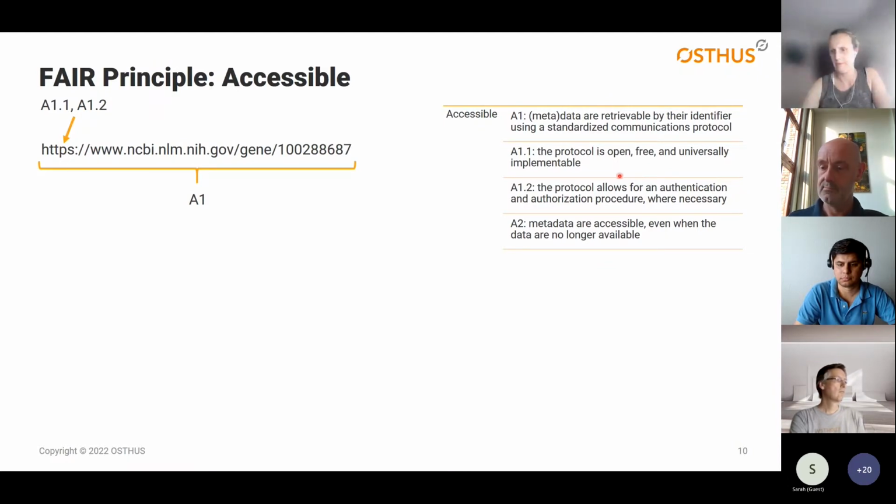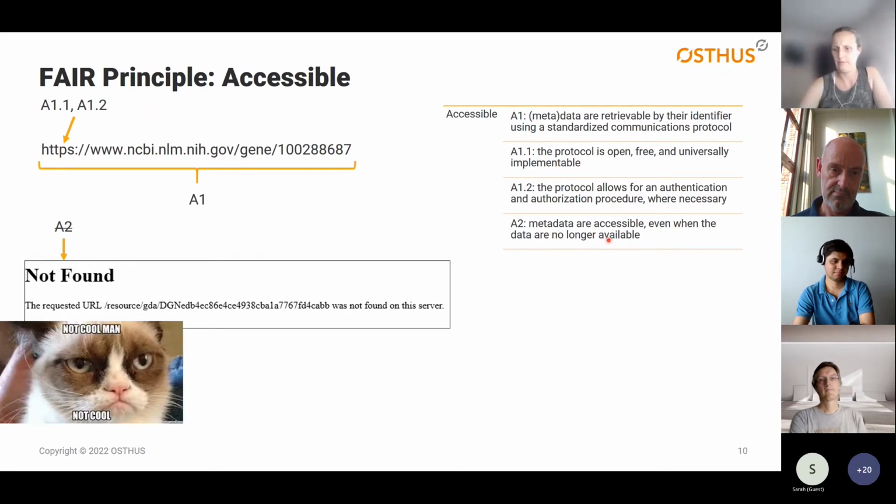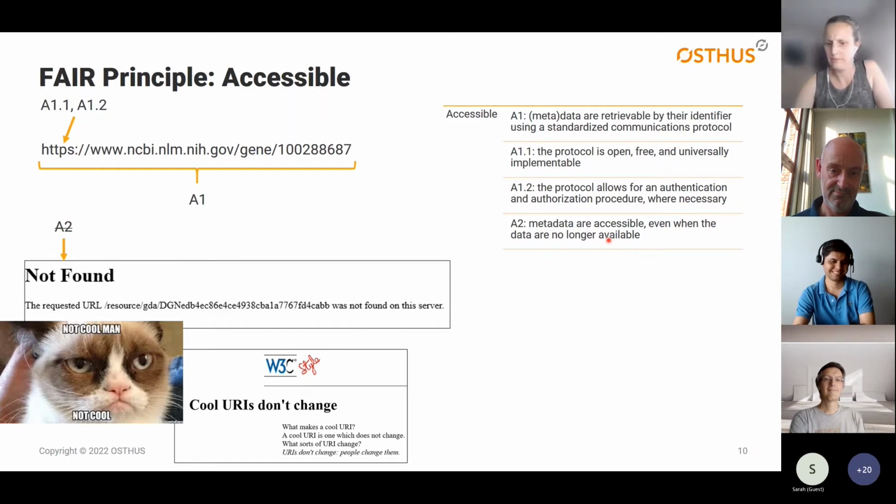But A2, that's actually a crucial point. And I think that's something a lot of us can relate to. Because when you're surfing on the web, sometimes you end up on these pages. Not found, or also the 404 page. And actually this kind of thing is a great negative example of A2. And it's definitely not cool. So says also the W3C, the people who do the web standards. They had a campaign which was called Cool URIs Don't Change. So what makes a URI cool? A cool URI is one which does not change. Period.